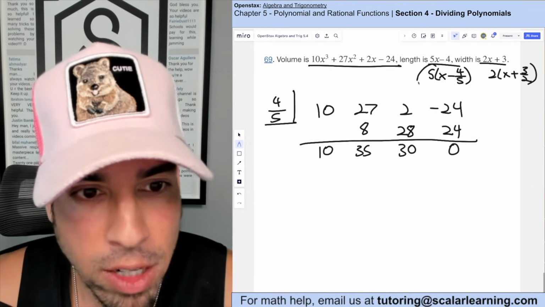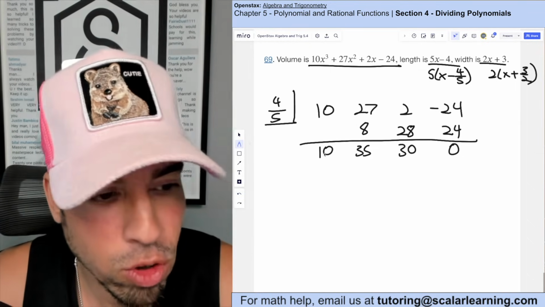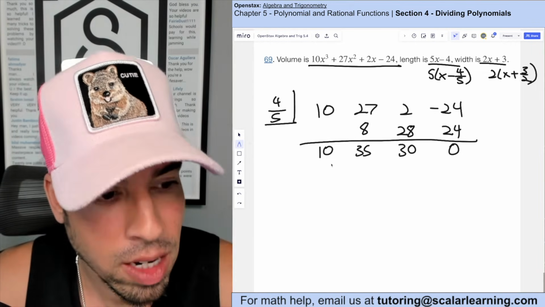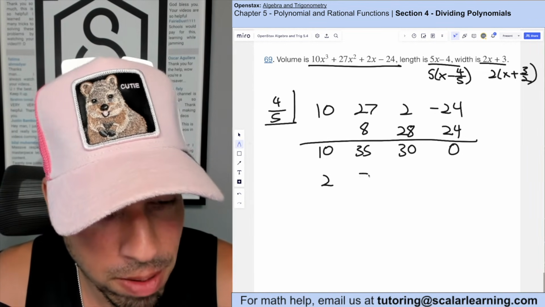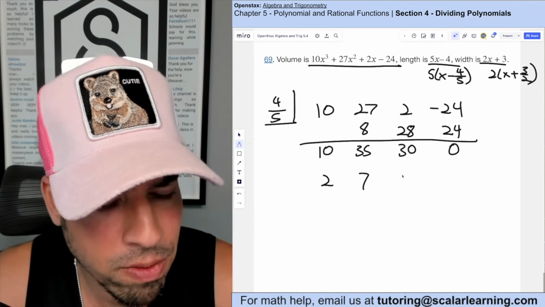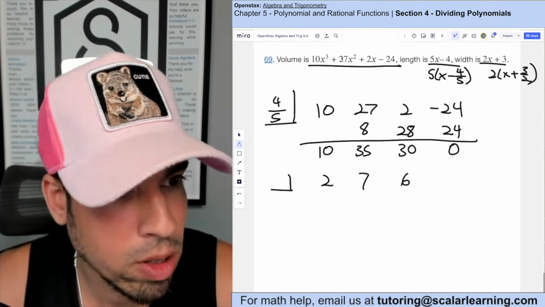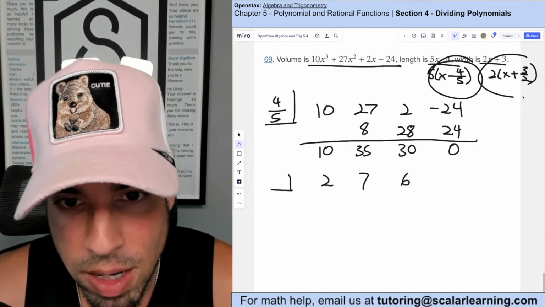Now, because we had factored out a 5 to get the final correct coefficients, we still have to divide every one of these by 5. So 10 divided by 5 is 2. 35 divided by 5 is 7. 30 divided by 5 is 6. Okay, now this is the new polynomial after dividing by this. So then we still have to divide by this guy.